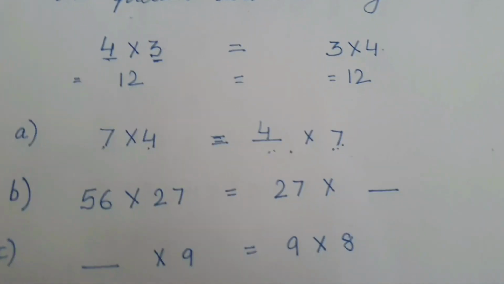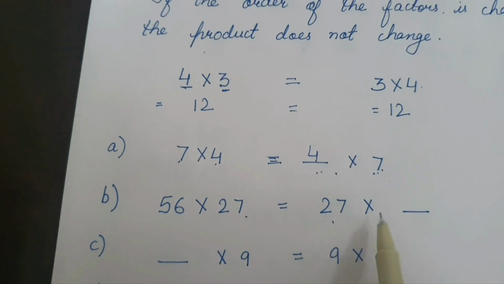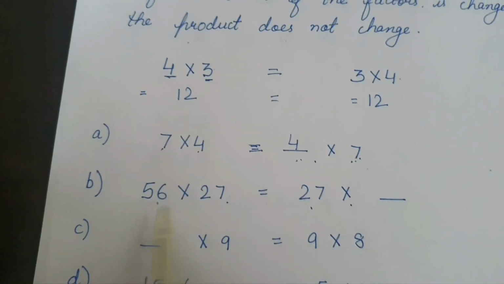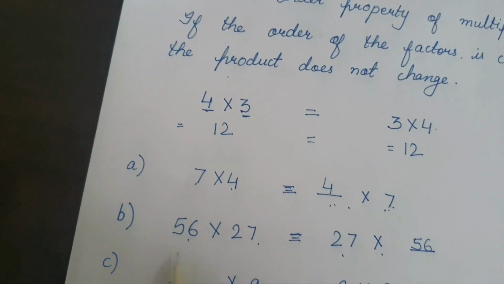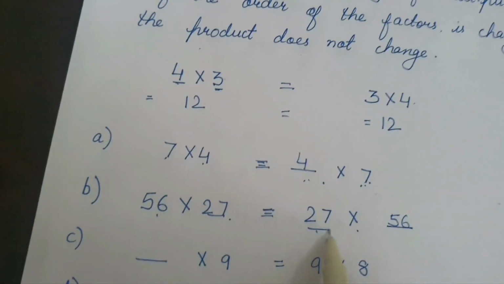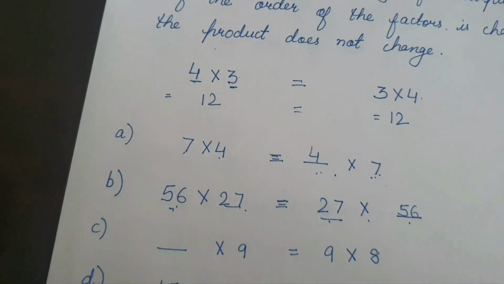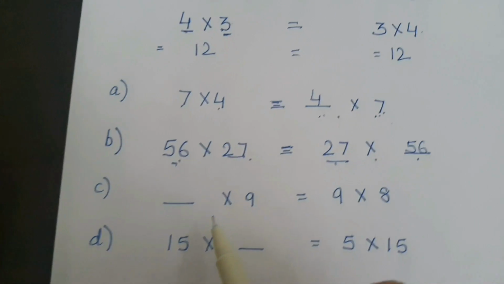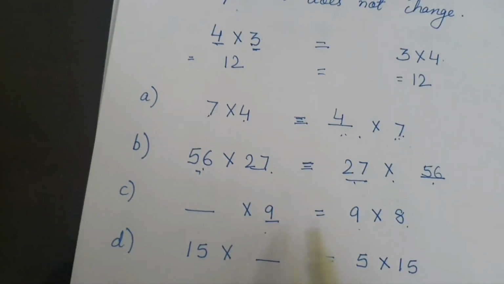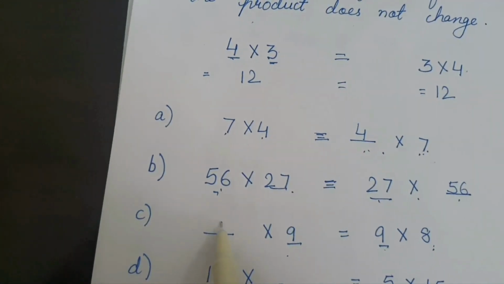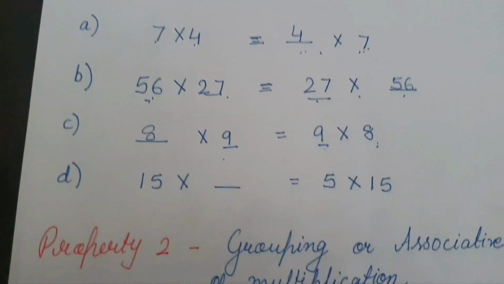Now let us see the next one. 56 into 27 is equal to 27 into dash, so obviously you will get 56 here because the answer is the same. If 27 and 27 are both the same, the other numbers should also be the same, then only you will get the same answer. See the next one. Here it is written dash into 9 is equal to 9 into 8. 9 is here, 9 is here. What is left? 8. 8 9s are 72 and 9 8s are also 72.